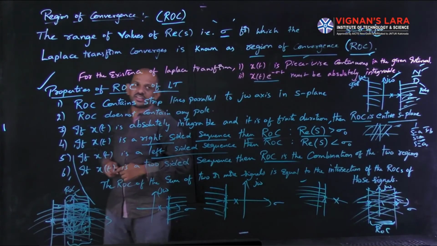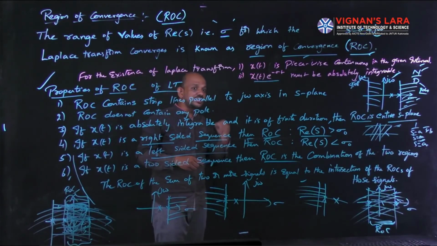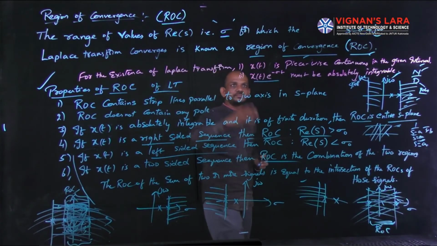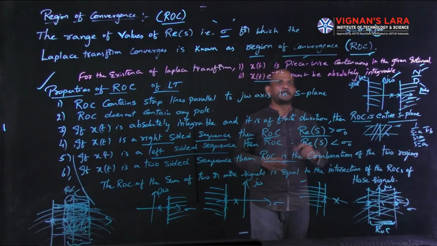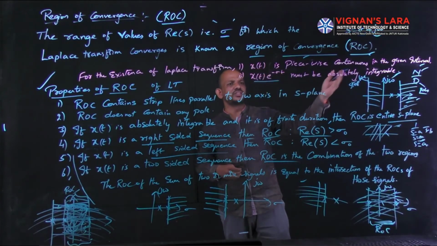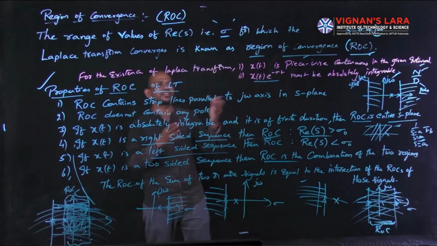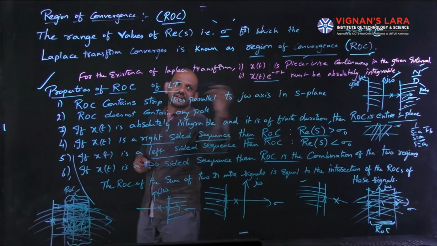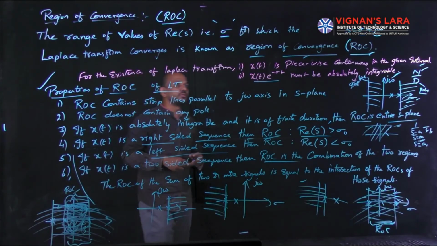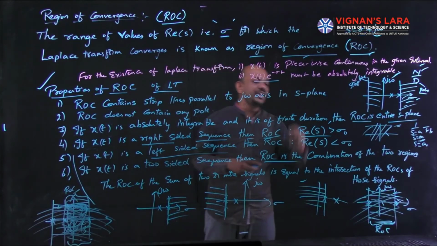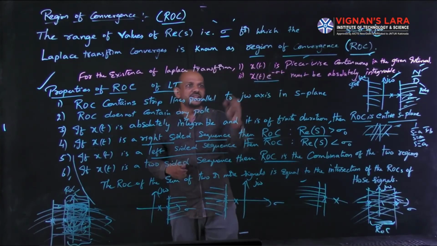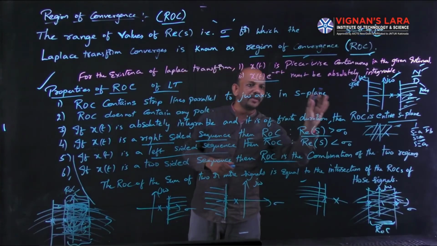And the conditions for the existence of the Laplace transform are, first, x of t is piecewise continuous in the given closed interval. That is, x of t is continuous or piecewise continuous in the given closed intervals. And the second condition is x of t into e power minus sigma t must be absolutely integrable. That means the integral of this will give a finite value.